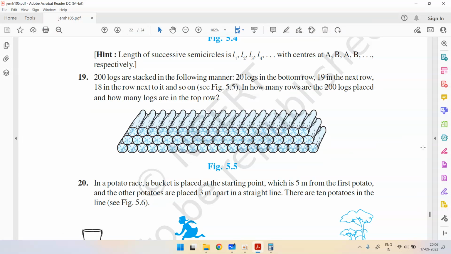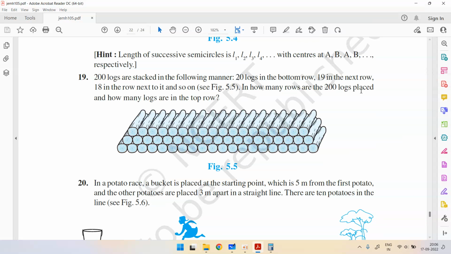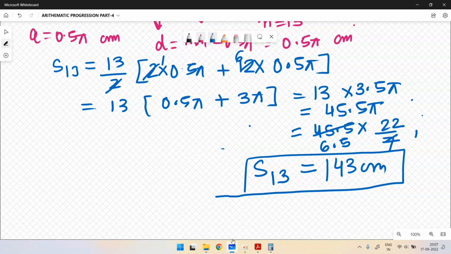Next is, now 200 logs are stacked in the following manner: 20 logs in the bottom row, 19 in the second, 18 next to it, and so on. How many rows are there? In how many rows are 200 logs placed, and how many logs are there in the top row? So I can also solve this.